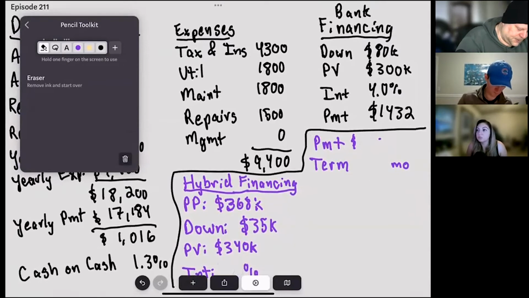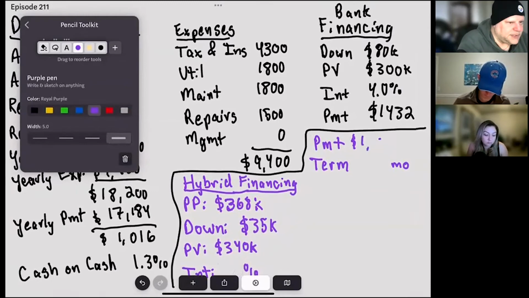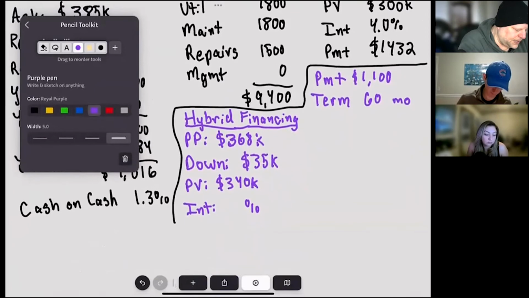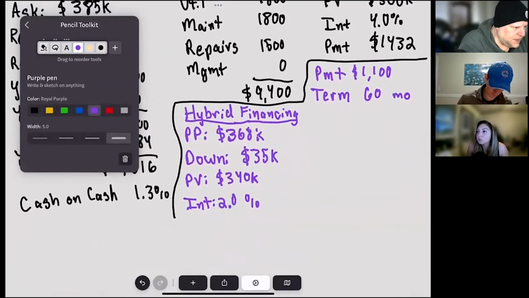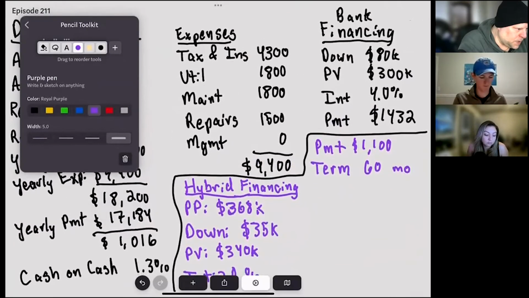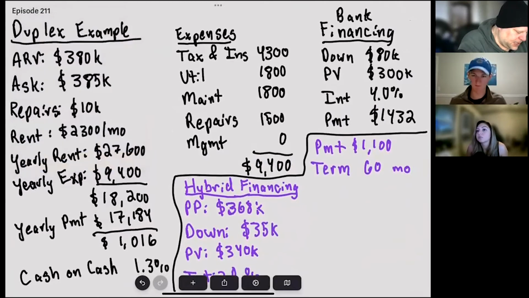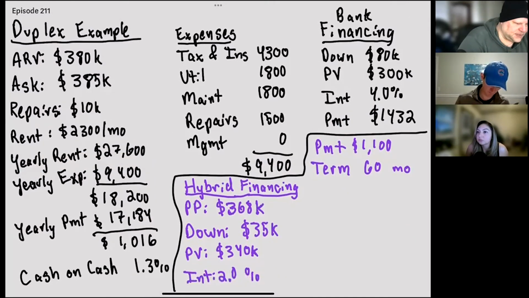So 1,100 times 12 would be 13,200 instead of the 17,184. So that would increase 13 to, so it's about a 4. So we'd make about $5,000 a year cash flow. So about a $400 a month cash flow.